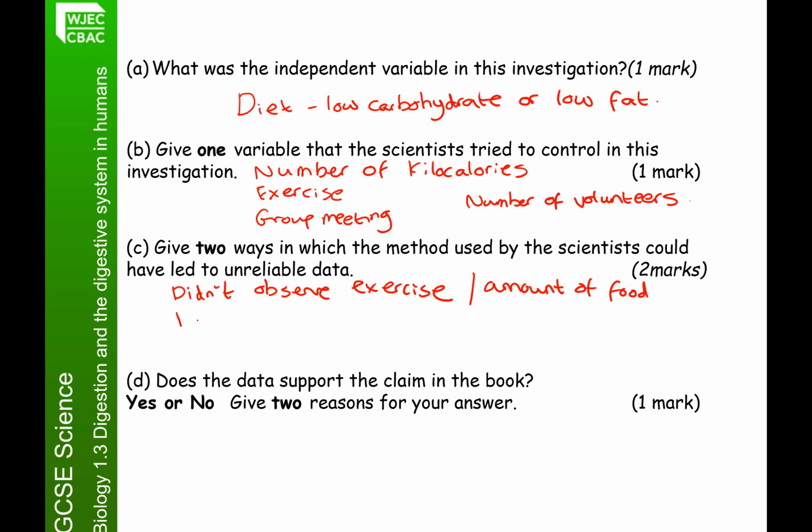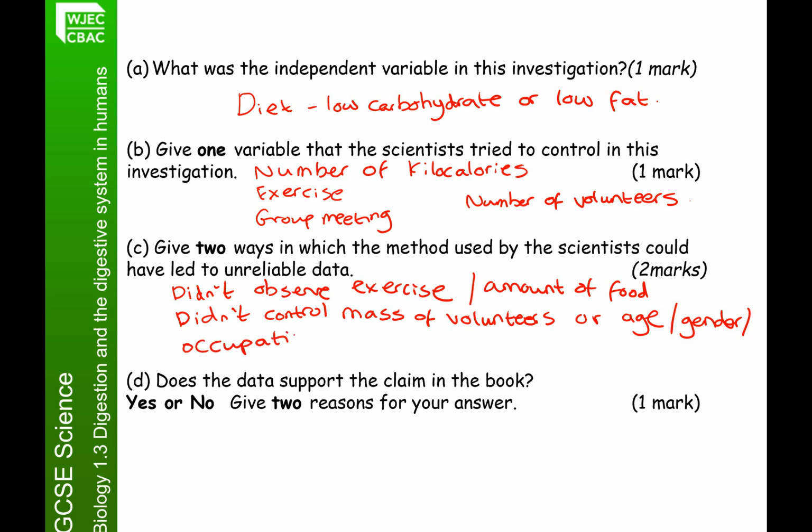They didn't control the mass of the subjects. The volunteers' mass at the start was not something they controlled. Obviously that would have an effect on the amount of mass that they could potentially lose. They also didn't control the age of the subjects, gender, occupation.